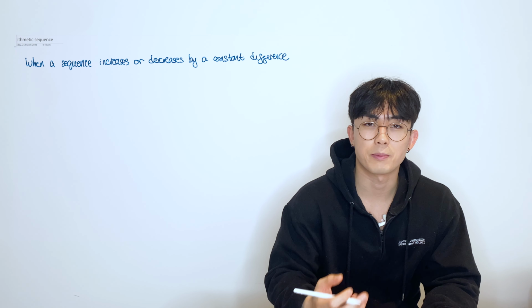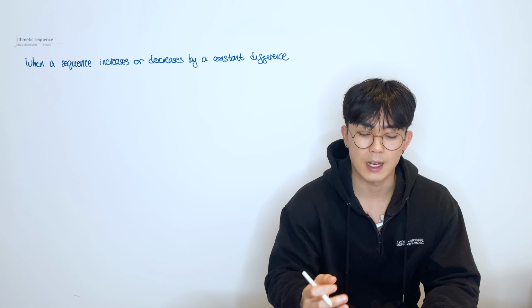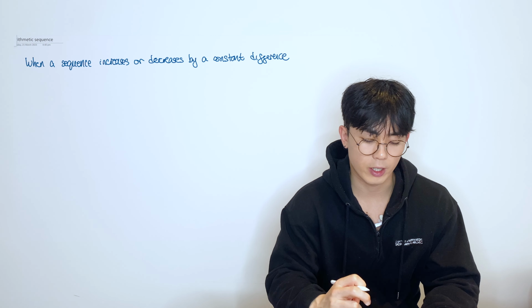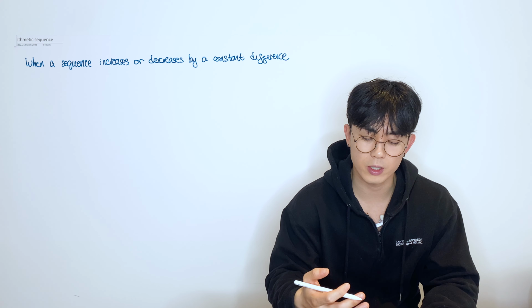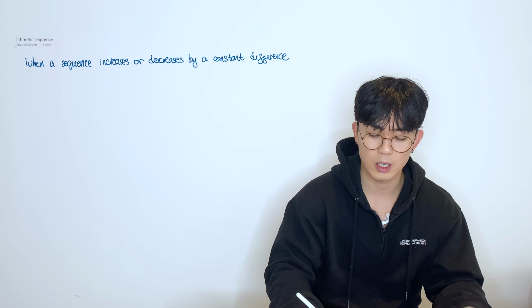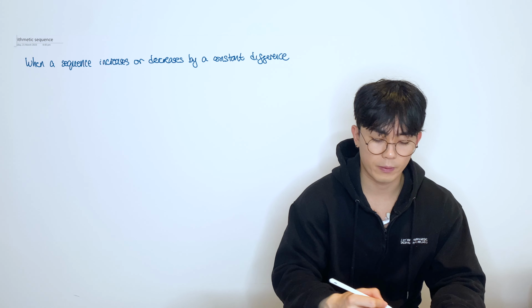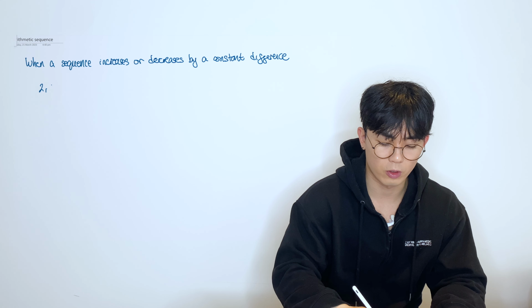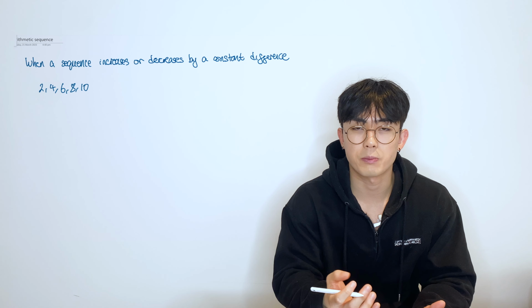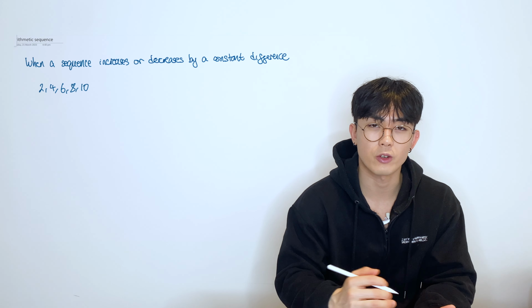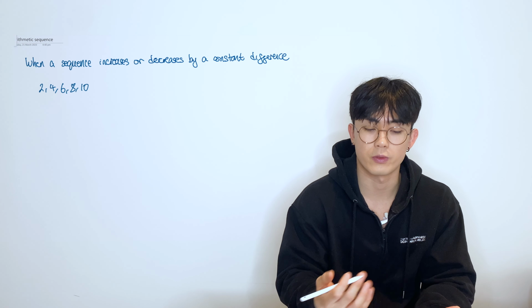Right, first things first, we're going to be dealing with the arithmetic series. And I've written a simple definition for you guys on the screen. An arithmetic series or sequence is when a sequence increases or decreases by a constant difference. I.e., if I was to give an example, 2, 4, 6, 8, 10. This is an arithmetic series because each step we are increasing by 2, a constant difference of 2.